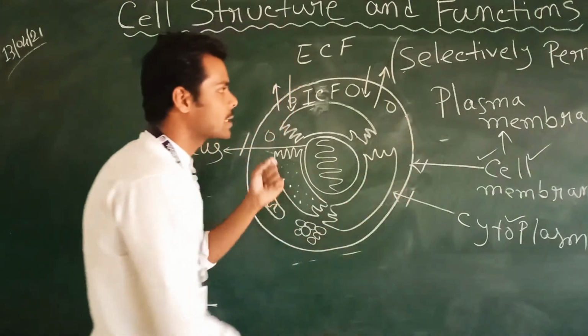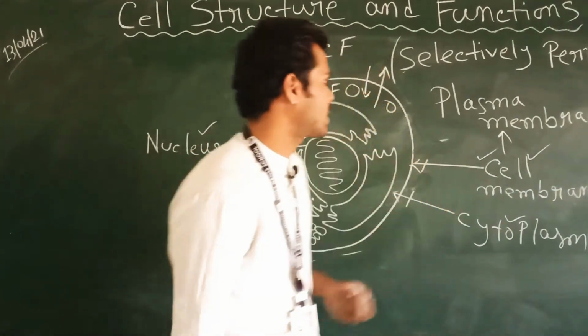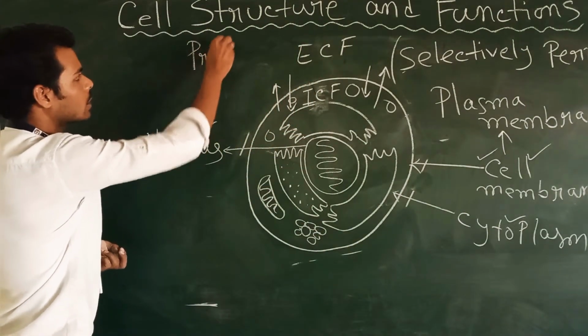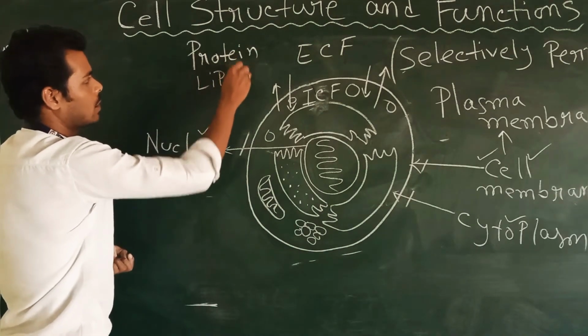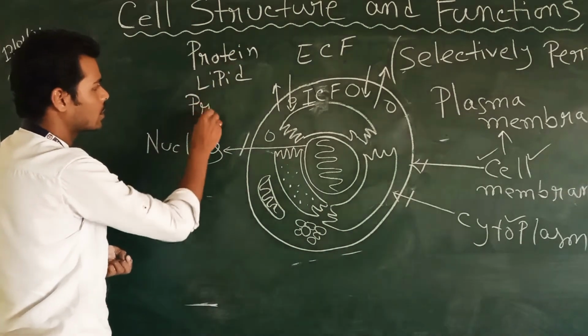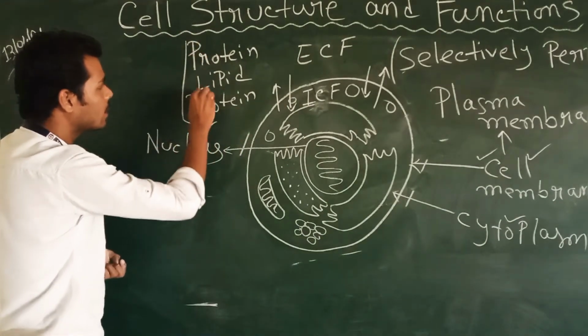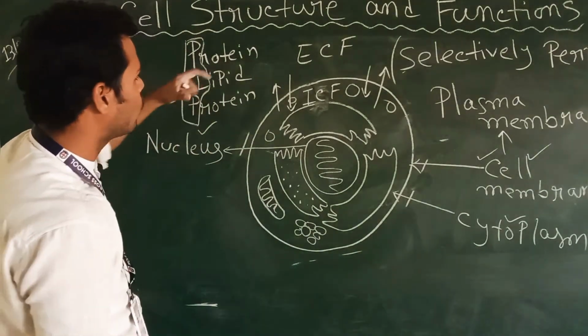Please know this. The second point: the cell membrane is composed of three layers. The three layers are protein, in between lipid, and again protein, which is called the PLP, the protein lipid protein model.